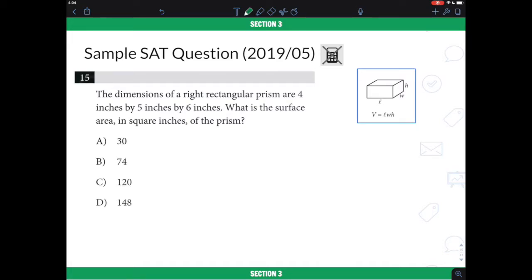Now it tells you that the dimensions are 4 inches by 5 inches by 6 inches, and it asks what the surface area in square inches of the prism is.